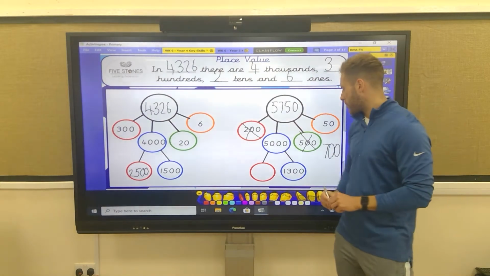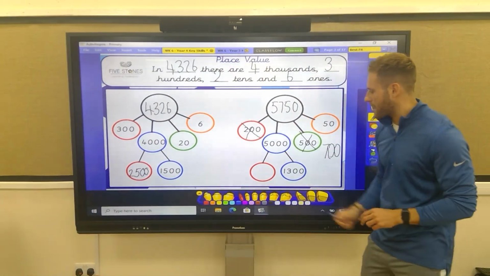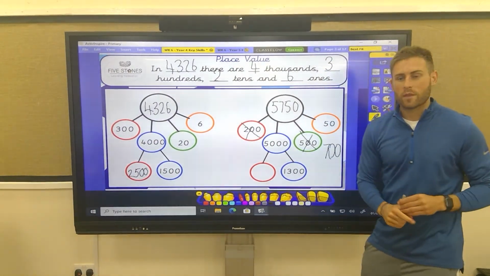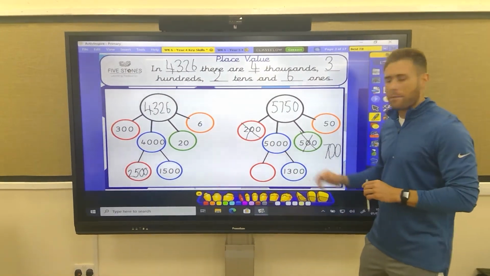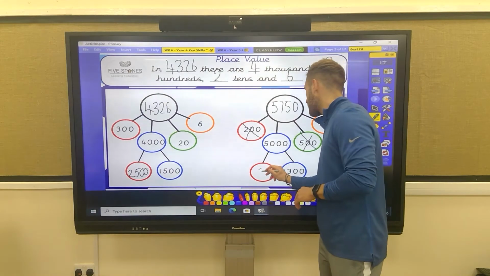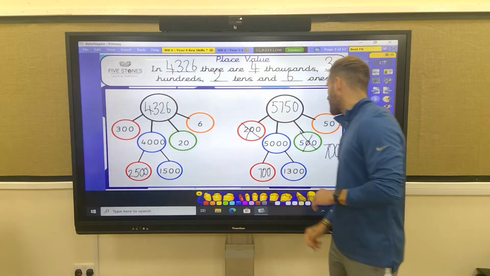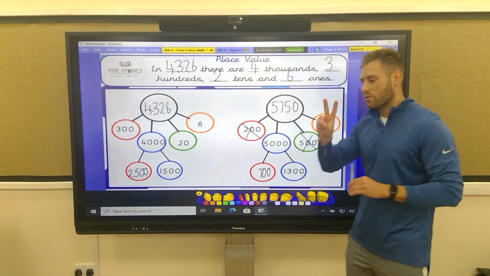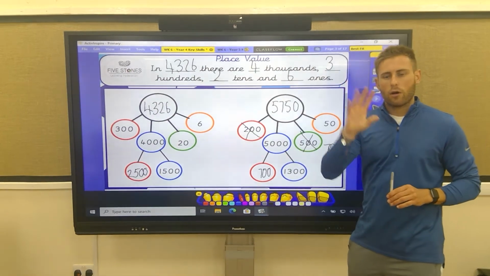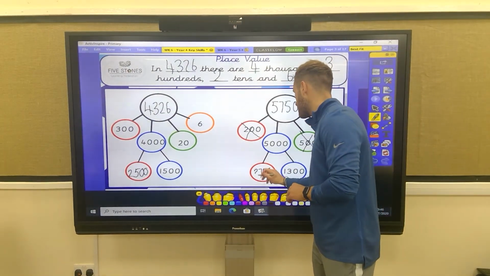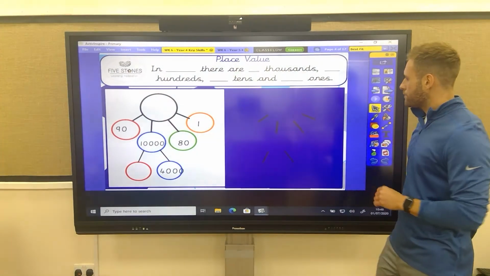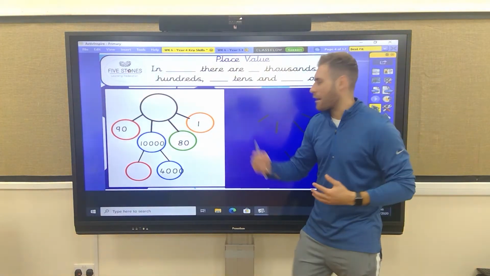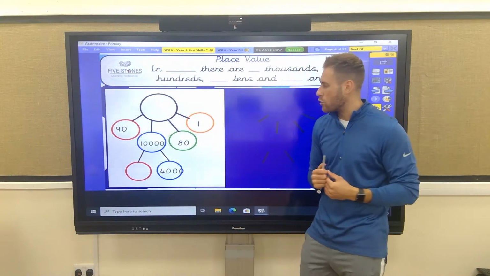5,750. Good work. Our 5,000 has been partitioned into 1,300. How many more hundreds do we need to get to our next 1,000? Yep, number bonds to 10 will tell us we need another 700. That gets us to 2,000, and if we're at 2,000, we need 3 more thousands to get us to 5,000. So we've got 3,700 there. Great work. Again, thinking out loud, helping me with this part-whole model.